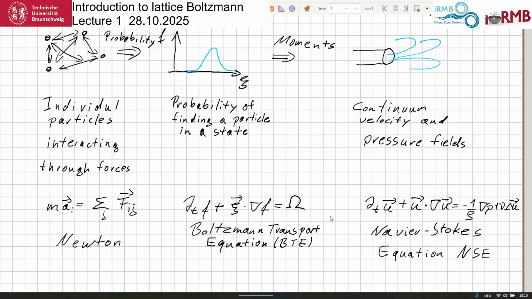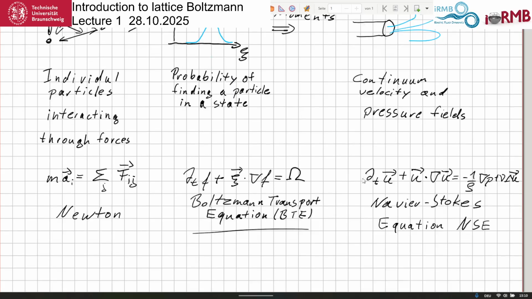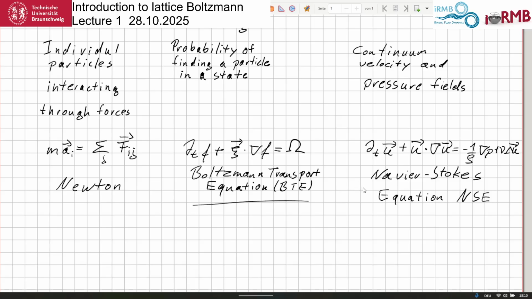Of course, the Lattice Boltzmann method is the more important thing here, but we'll spend one lecture on this equation and the ramifications of these equations for physics. So then we come to the actual lecture. We have the Boltzmann transport equation.